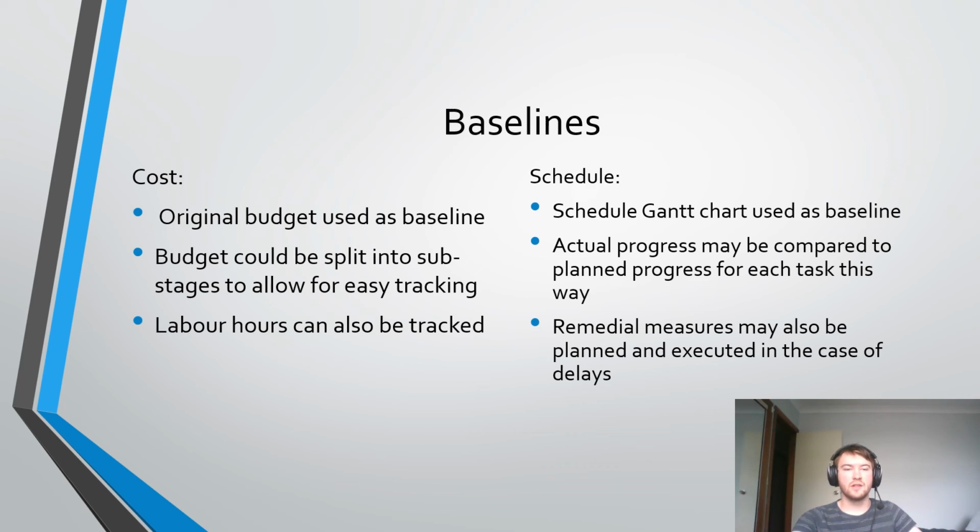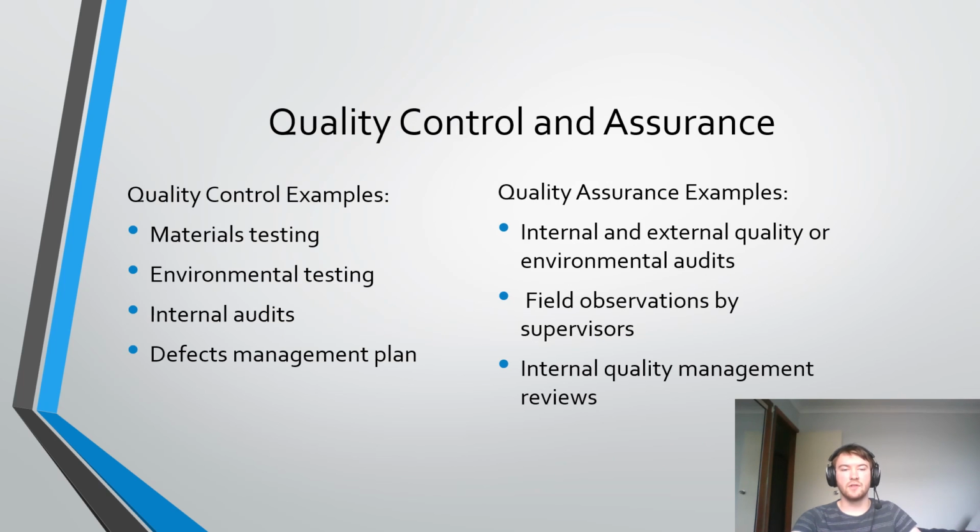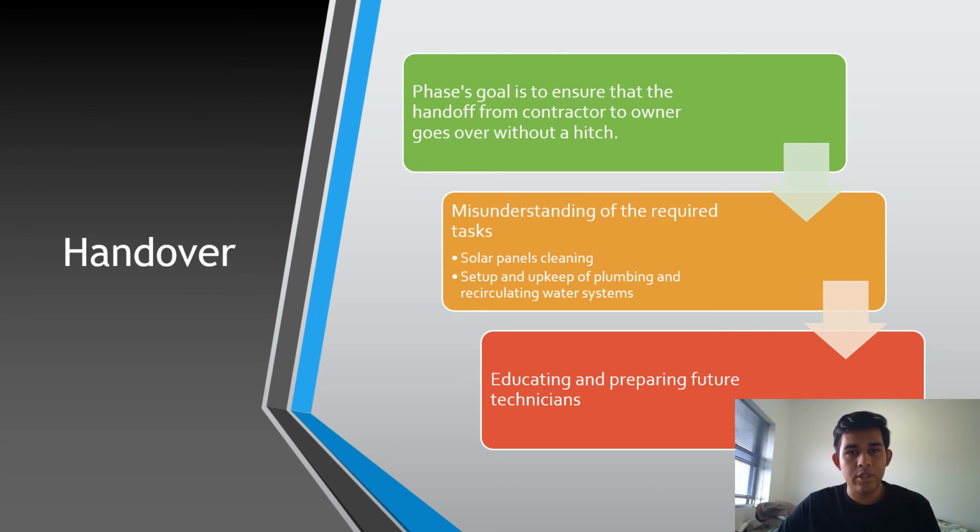Baselines are to be used to monitor the progress of the retirement village. The budget and Gantt charts will be baselines for the cost and schedule respectively. Actual progress will be compared to planned progress using these tools. Furthermore, multiple quality control and assurance measures will be implemented to ensure the project meets all objectives to a high degree of quality. Handover occurs between project team and the owner.